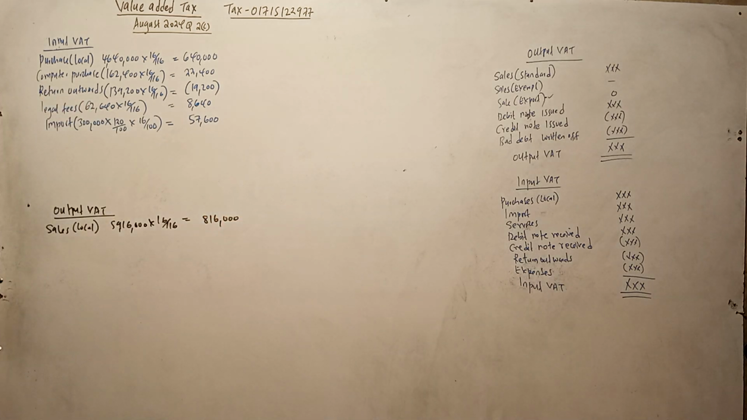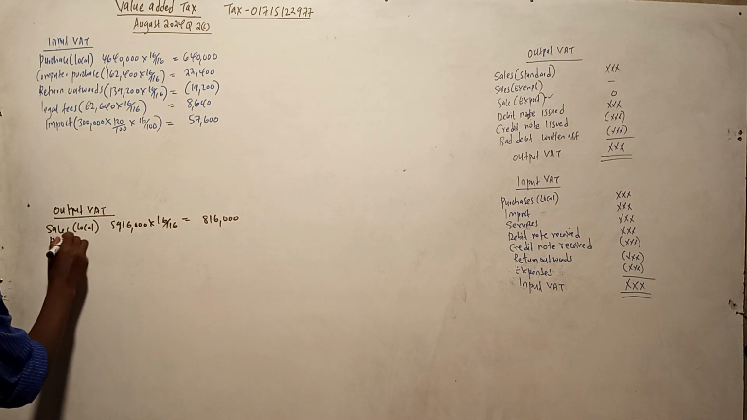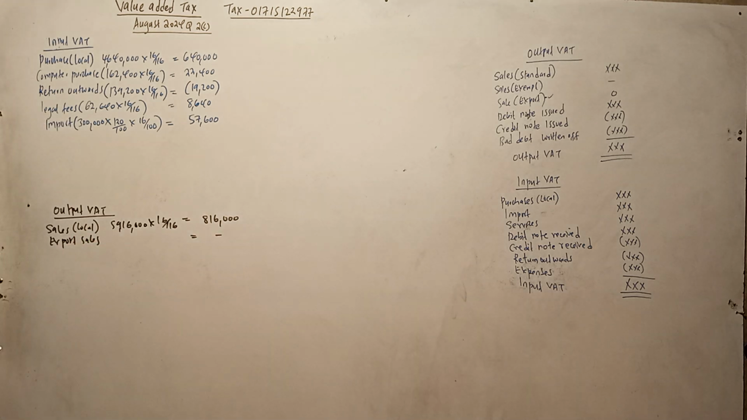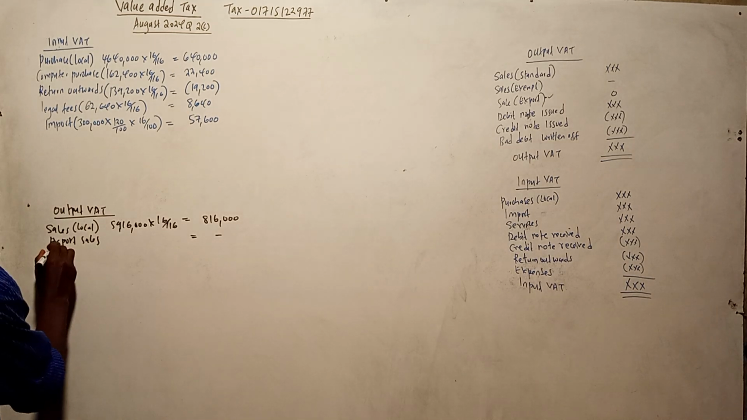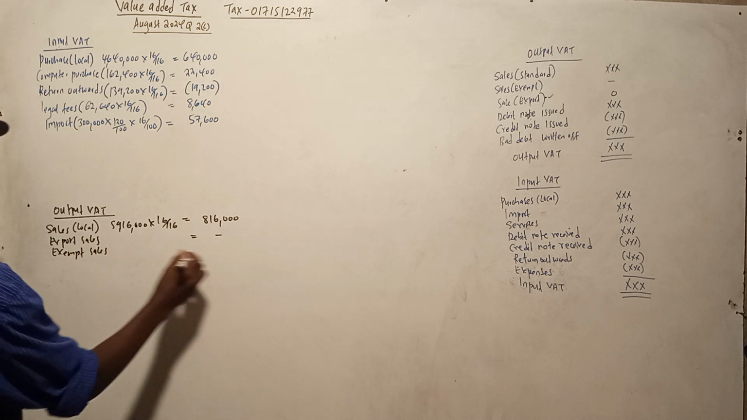From that sales we go to export sales. So export sales. So we know that one is exempt. It's zero rated, I mean. Then you have exempt sales. Exempt sales. Now this one is zero rated.